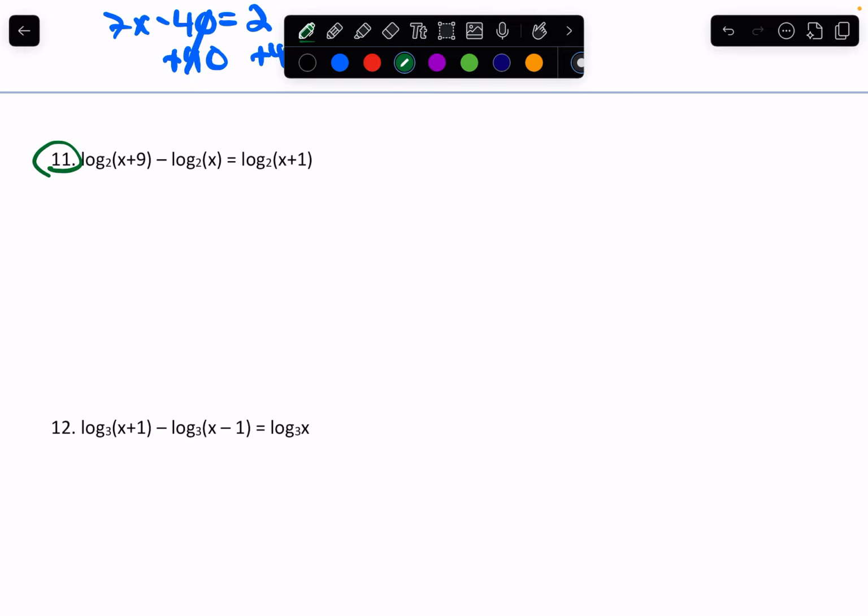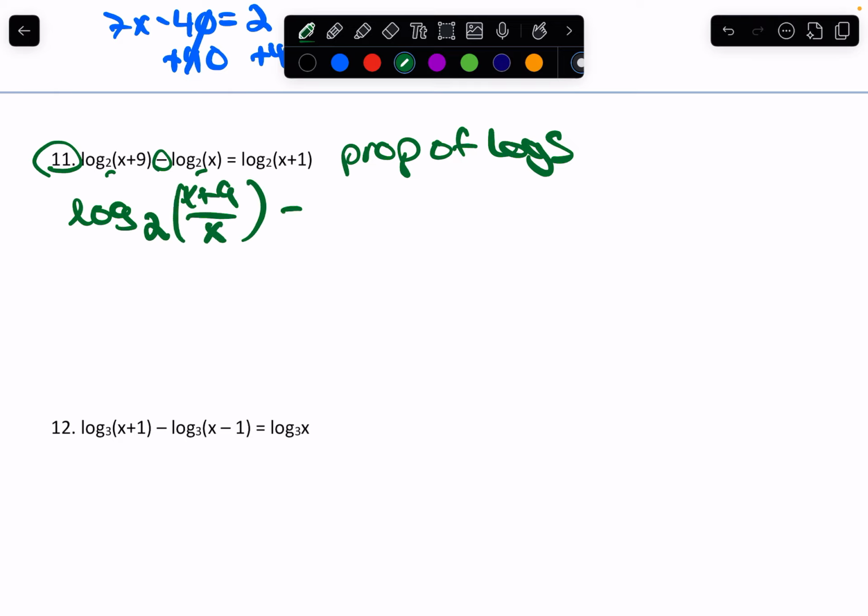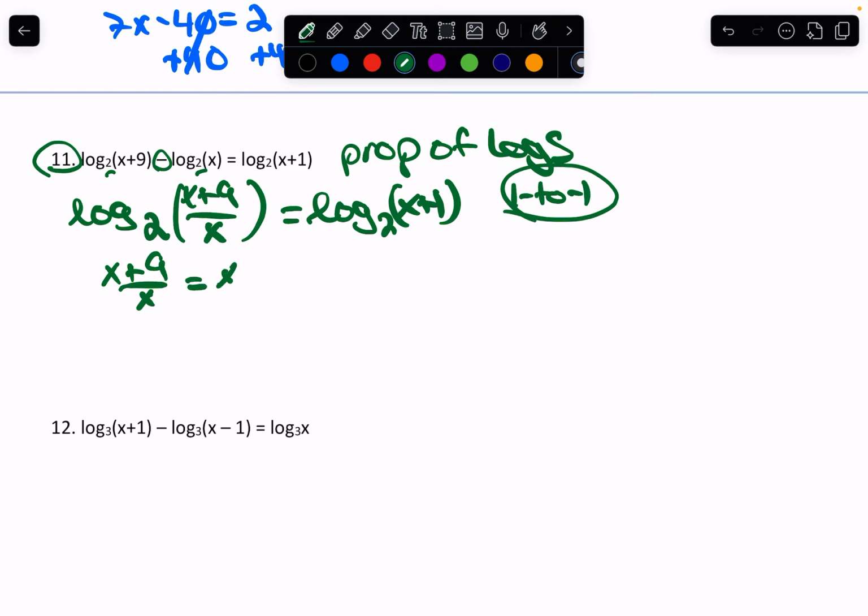Again, we've got the same basis and we have a subtraction, so we're going to use the property of logs here. So log base 2, x plus 9 over x equals log base 2, x plus 1. Okay, well now we have the same logs, so we can use our one-to-one here and rewrite it as the arguments are equal. X plus 9 over x equals x plus 1.